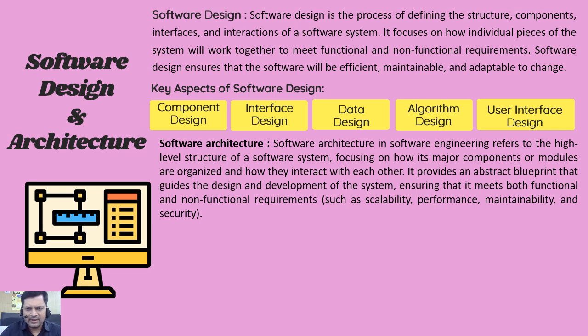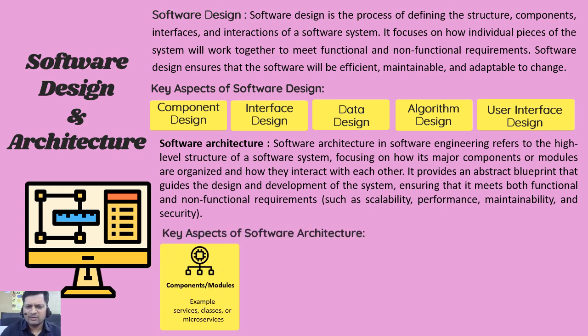Next, we cover software architecture. In software engineering, it refers to the high-level structure of the software system, focusing on how its major components or modules are organized and how they interact with each other. It provides a blueprint that guides the design and development of the system, ensuring that it meets both functional and non-functional requirements. Non-functional requirements are scalability, performance, maintainability, and security.